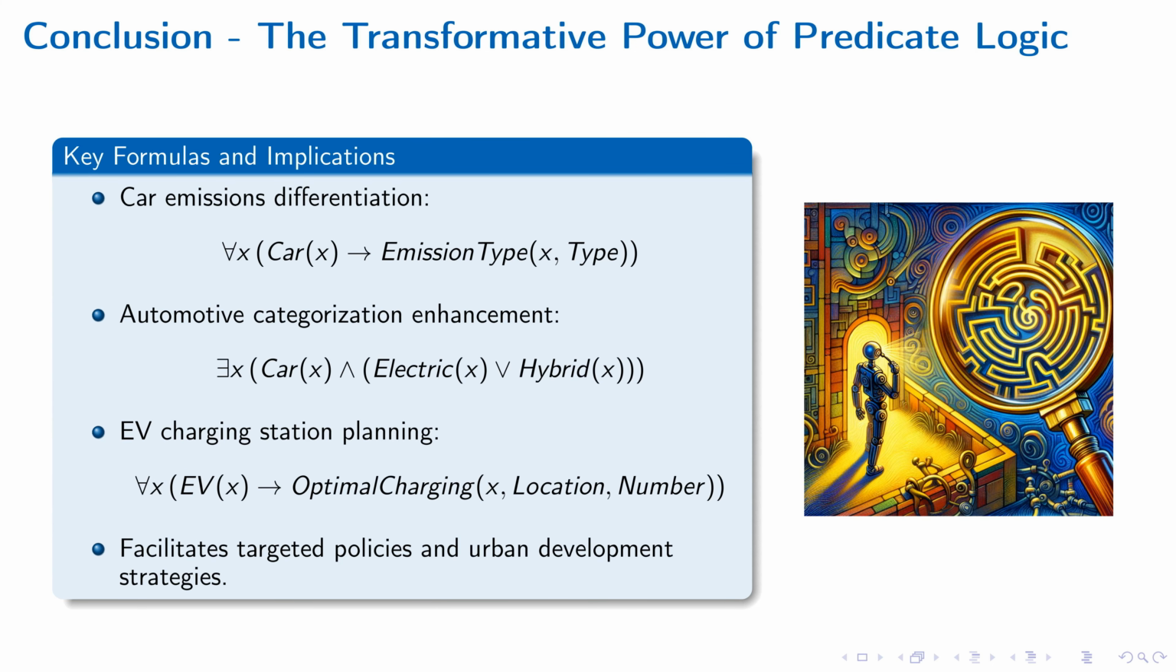Applying predicate logic to auto policy and planning invites interesting insights. This first equation articulates, for all cars represented by X, it implies a certain type of emission, implying a classification based on emission types. The second equation reads, there exists a car X that is either electric or hybrid, expanding our vehicle classification system. The third equation suggests, for all electric vehicles represented by X, there's an optimal charging station location and count, fostering effective EV infrastructure planning.